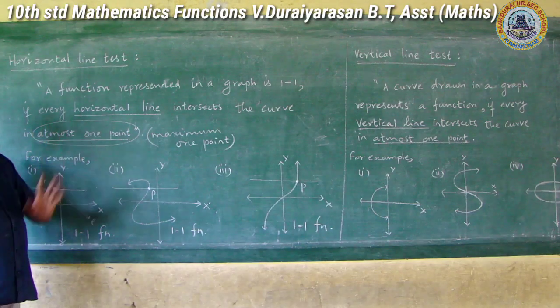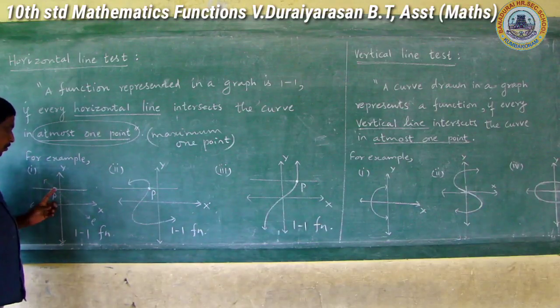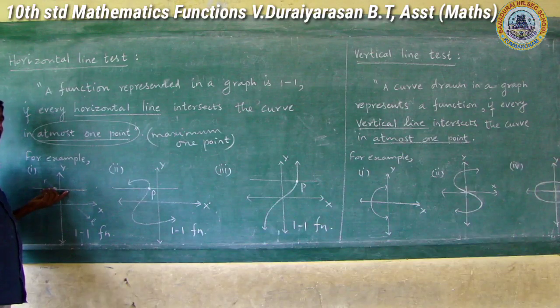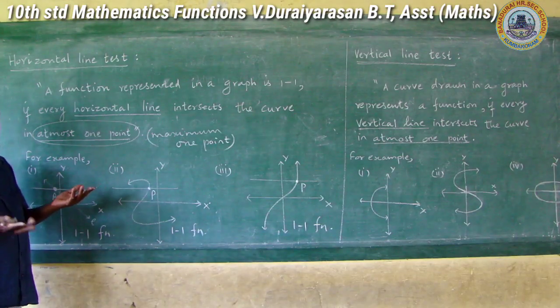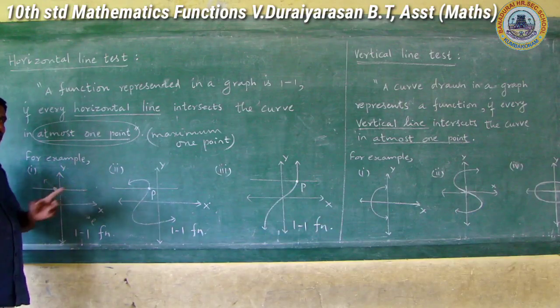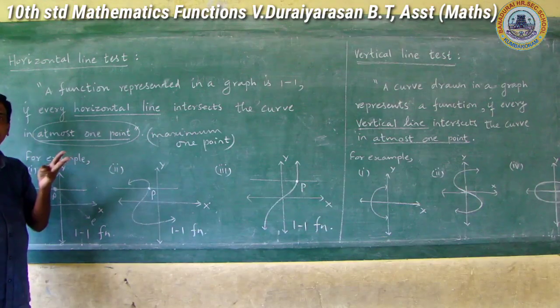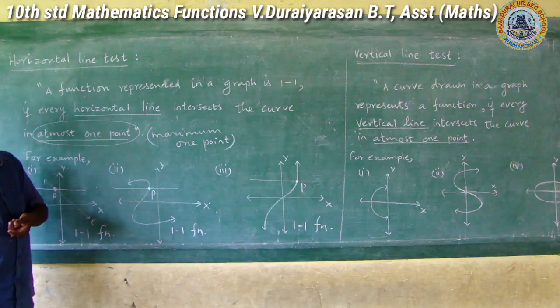At most 1 point means the line cuts at a maximum of one point. So if the given rule is satisfied, it is a one-to-one function. If it is not satisfied, the horizontal line meets at more points, 2 points or 3 points, so the given graph is not a one-to-one function.